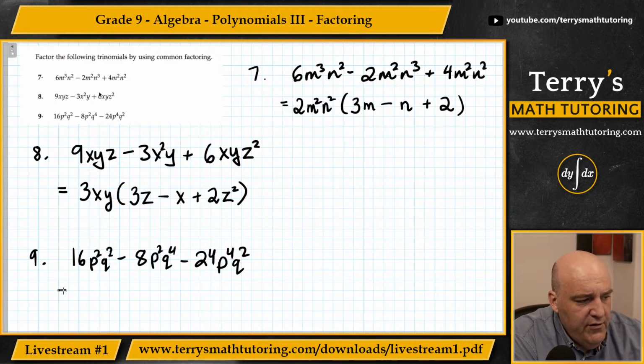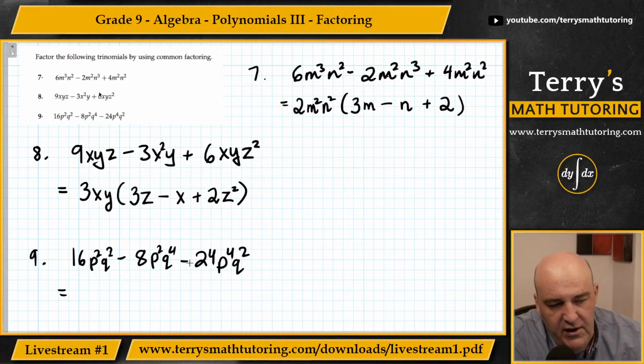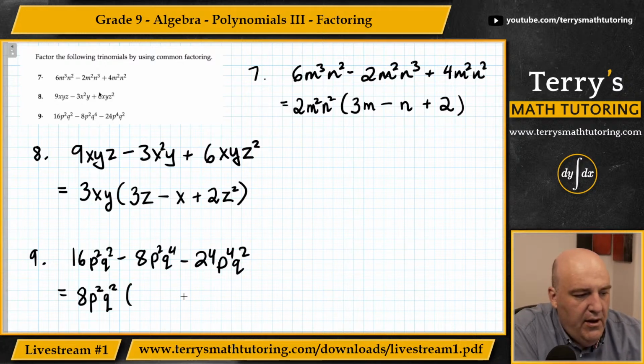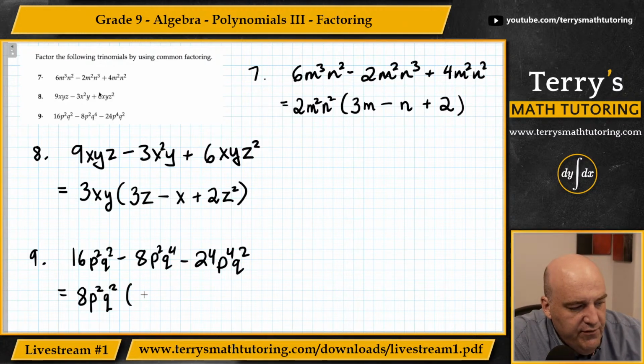So what can we do here? Well, 16, 8, and 24. We can pull out a 4, but even better, we can pull out an 8. And p squared is our lowest power of p, so we can pull that to the front as a common factor. The quantity out front is our common factor. And then this is what's left over. And then the q, we have a q squared left there. Our q squared is common. So let's see what is left over after we pull that to the front.